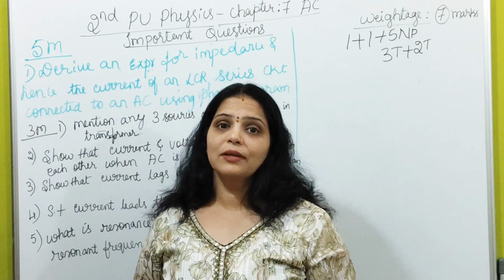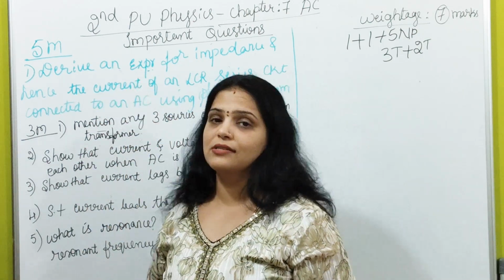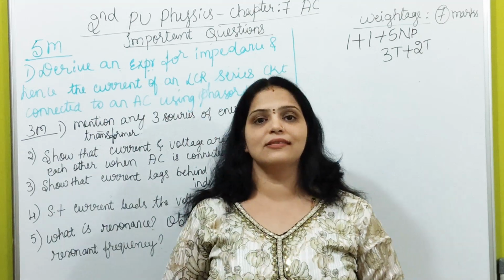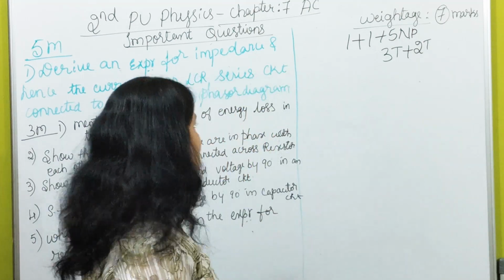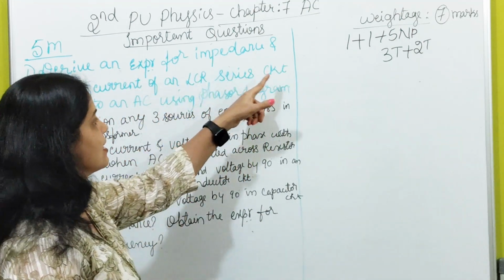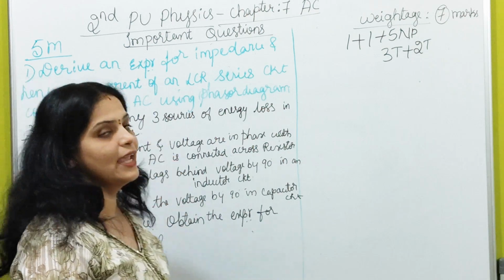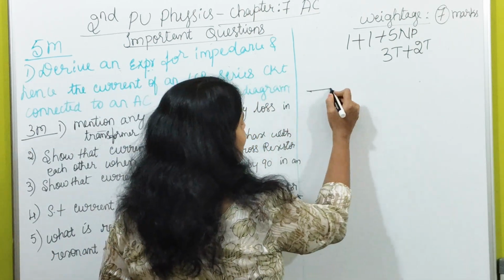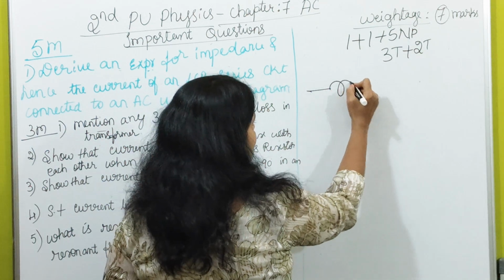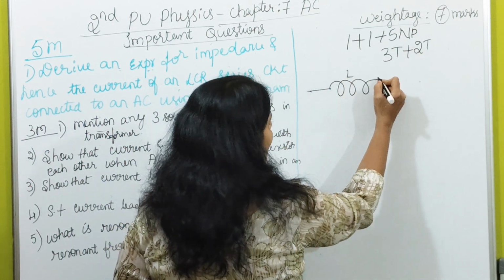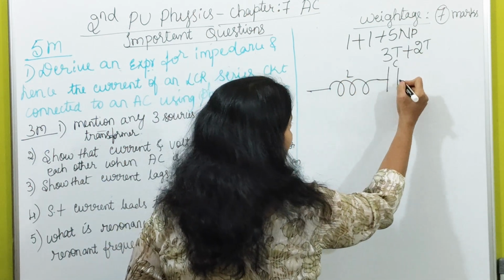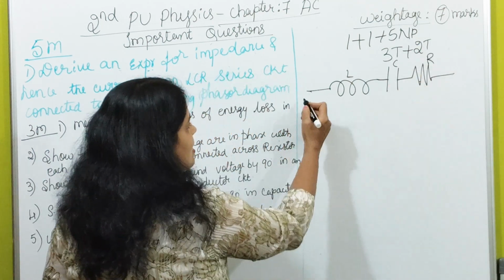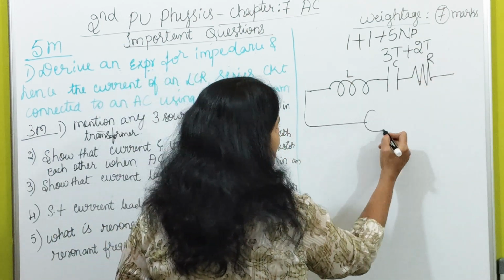Now, what are all the important 5 marks theory questions? There is only one question: derive an expression for impedance and hence current of an LCR series circuit connected to AC using a phasor diagram. So you have to connect an inductor, that is a coil L, a capacitor C and a resistor R, LCR in series. You connect this combination to AC.